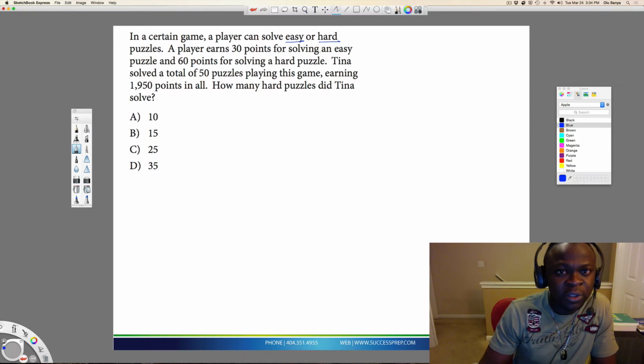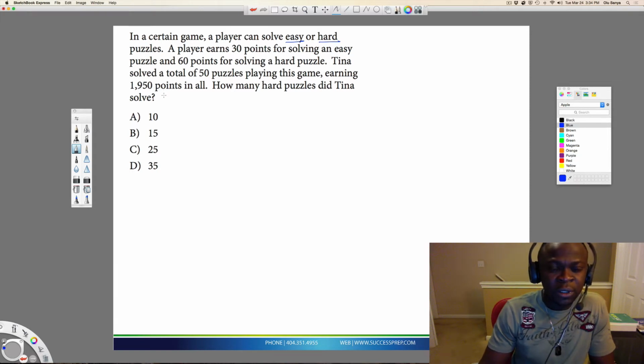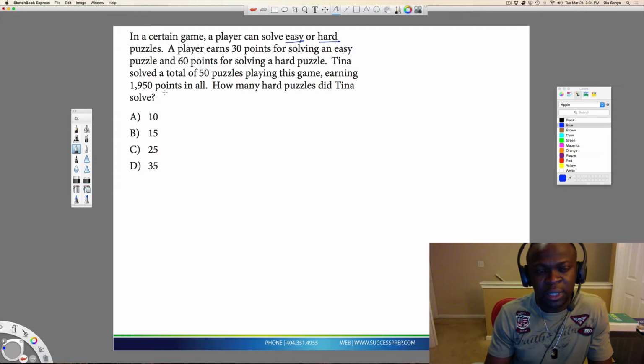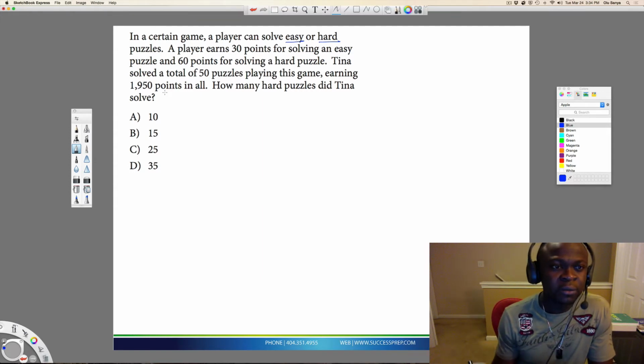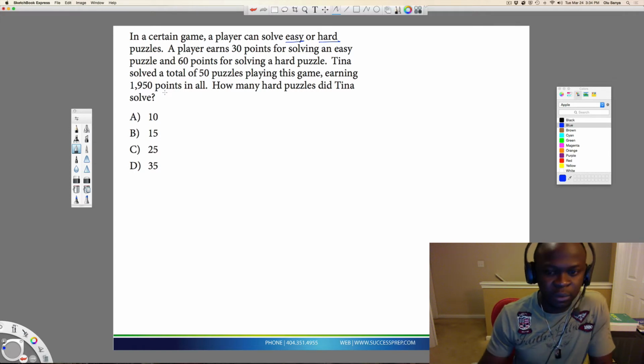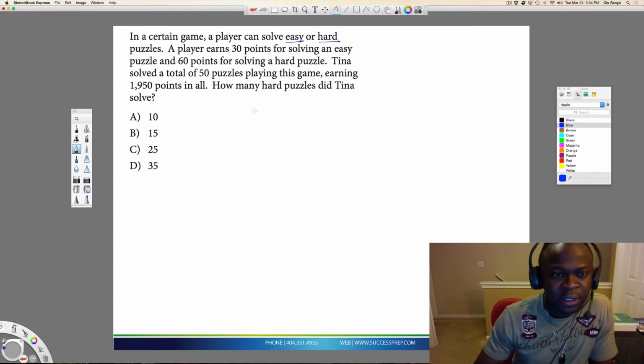We have easy questions and hard questions. You're getting 30 points for the easy question, 60 points for the hard question, and they're telling us how many questions we actually answered. There were 50 puzzle questions answered for a total of 1900 points. So there's a part of this question looking at how many puzzles, and another part dealing with the points you're getting from the puzzles. So let's start this math here.